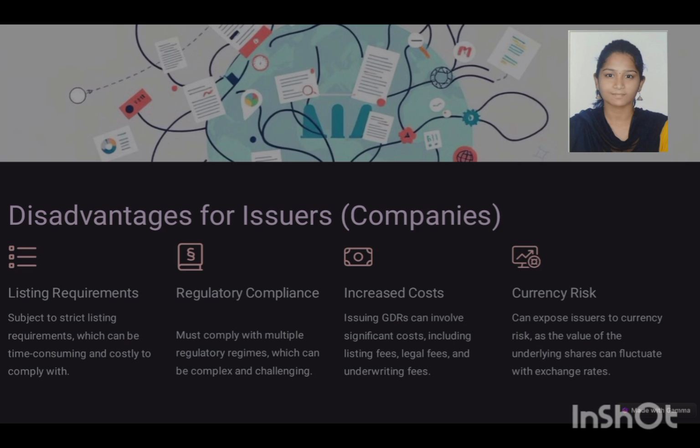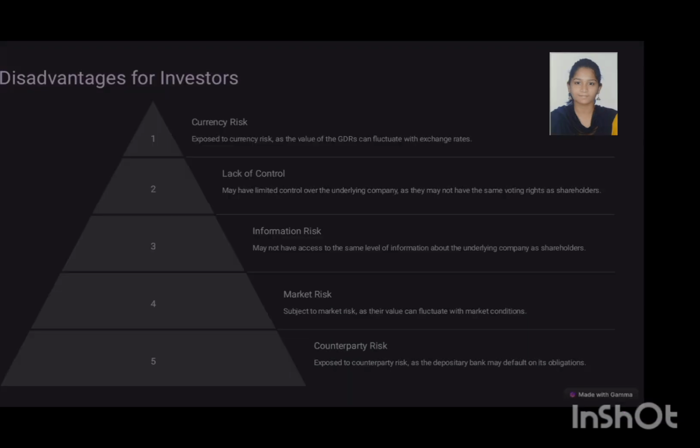Fourth, currency risk. GDRs can expose issuers to currency risk as the value of the underlying shares can fluctuate with exchange rates. Next limitation is voting rights. GDR holders may have limited voting rights which can affect the issuer's control over the company. Next, limitations for the investors. First one is currency risk. Investors are exposed to currency risk as the value of the GDRs can fluctuate with exchange rates.